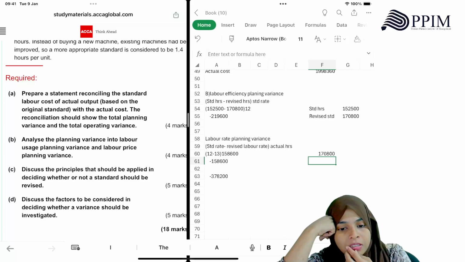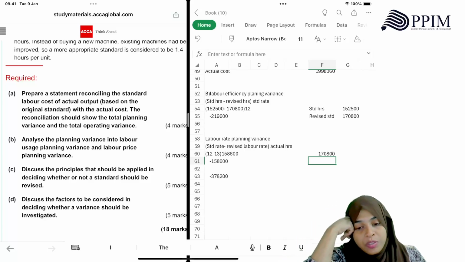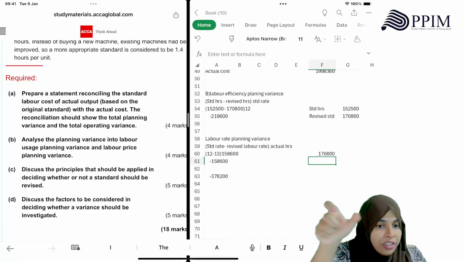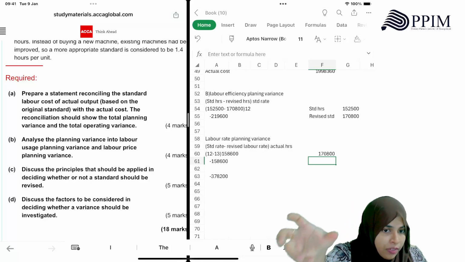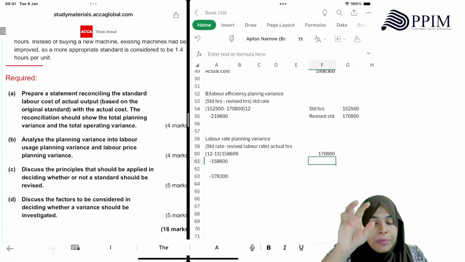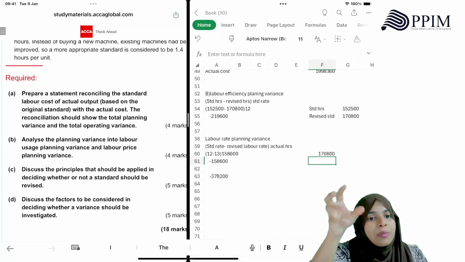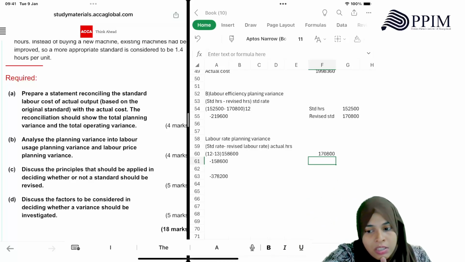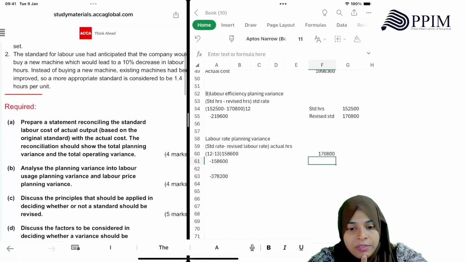Shouldn't we use revised when it's planning? Yeah, but our formula, no, we always take the actual hours because for labor rate, we are only looking at the difference in labor rate on the actual hours. Labor rate planning meaning what? The difference in labor rate for the actual hours because of a change in the rate. So for the actual hours is what we checked.